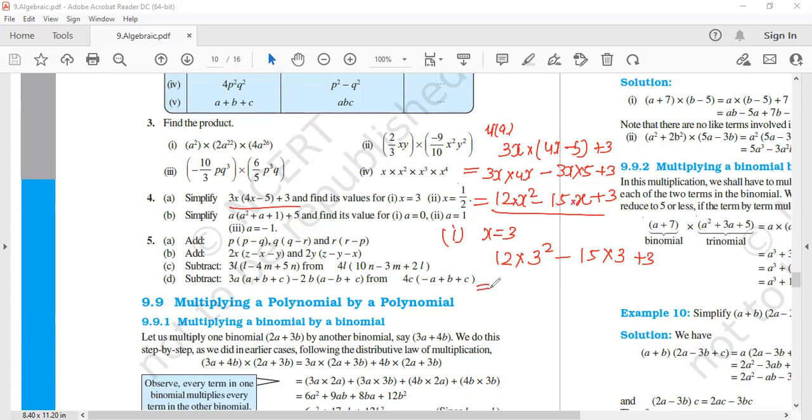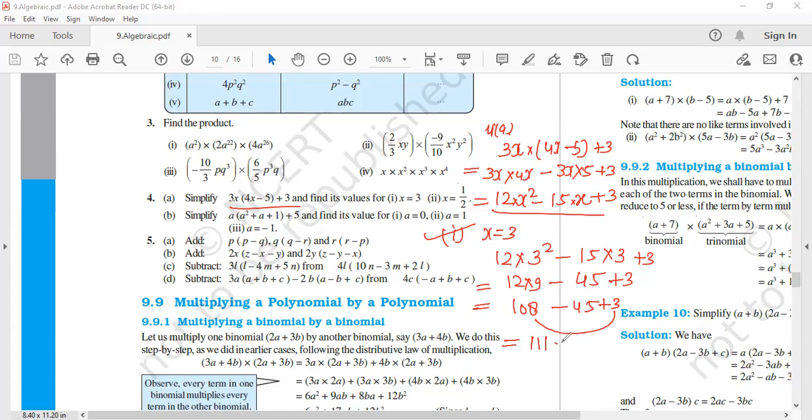Because you know that between 12 and x square there is a multiplication sign. It's a common thing now. Everyone knows that. I'm not going to explain these things more. So 12 into 9 minus 15 3s are 45 plus 3. Now here you have to focus only on the calculation part, checking your calculation skills, nothing else. So 12 into 9 gives you 108 minus 45 plus 3.